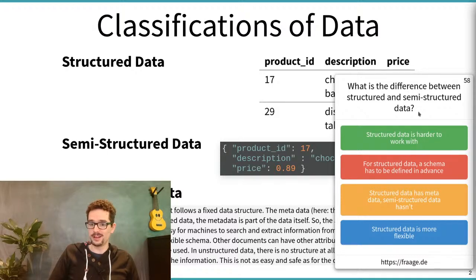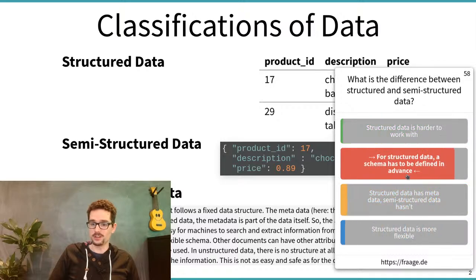Okay, 58 people answered. Of course, for structured data, a schema has to be defined in advance. Some people said structured data has metadata, semi-structured data hasn't. Semi-structured data also has metadata, product ID, description, price, but here the metadata is part of the data itself. Here it is kind of separated, here it's part of the data itself. So semi-structured data has metadata. Basically all data has metadata.